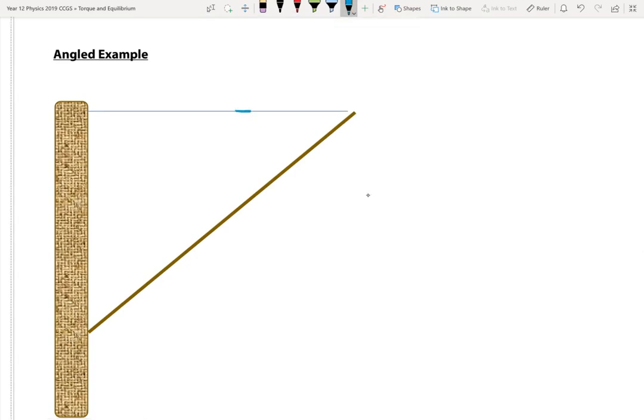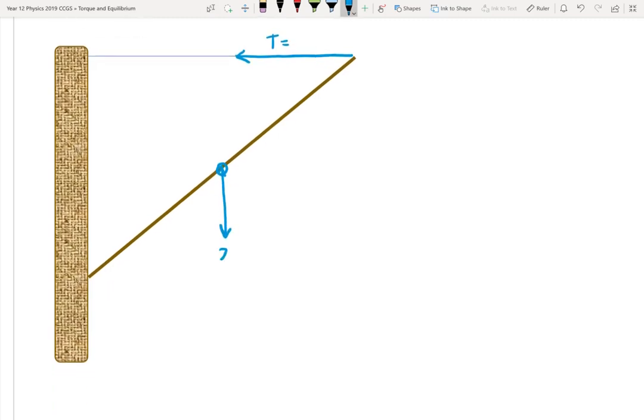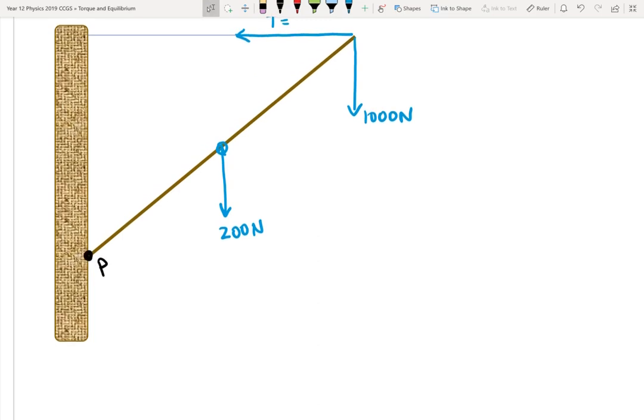So, there will be a tension acting along the cable. It's going to provide a counterclockwise torque to overcome the torque produced by the weight of the beam, which I've got down here as 200 newtons. And there may be a mass hanging off the end of the beam of 1000 newtons. Now we're going to place our pivot point down here where the beam is attached to the wall.